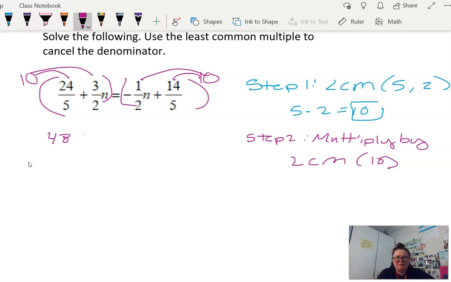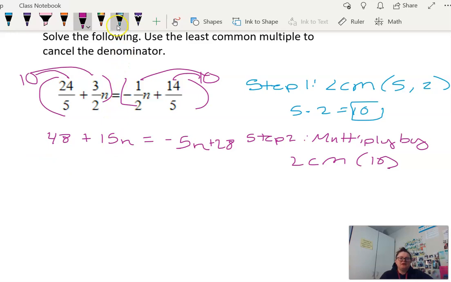Now we can do this. 3 halves times 10, 10 divided by 2 is 5 times 3 is 15. Equals negative 1 half. So that's going to stay negative times 10. Well, half of 10 is 5, plus 14 over 5 times 10. 10 divided by 5 is 2. 14 times 2 is 28. Okay, so now we don't have fractions anymore. So we can just solve like normal.